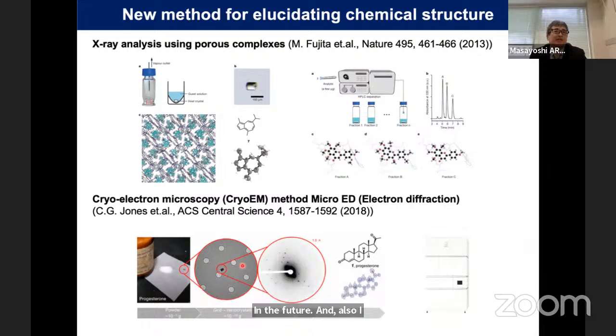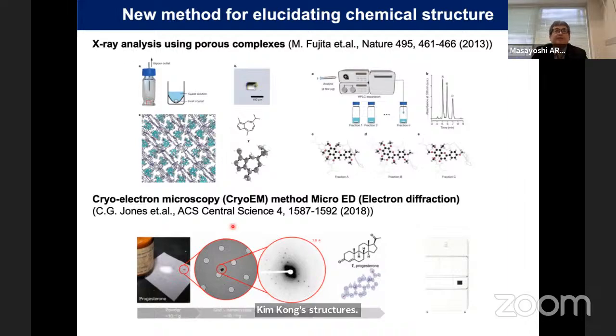Also, I have started a collaboration with Dr. Fujita using the porous complex. And also, a really lucky thing is that last year the Japanese government provided a cryo-electron microscope to Osaka University. So now we can start to use this machine to elucidate chemical structures.